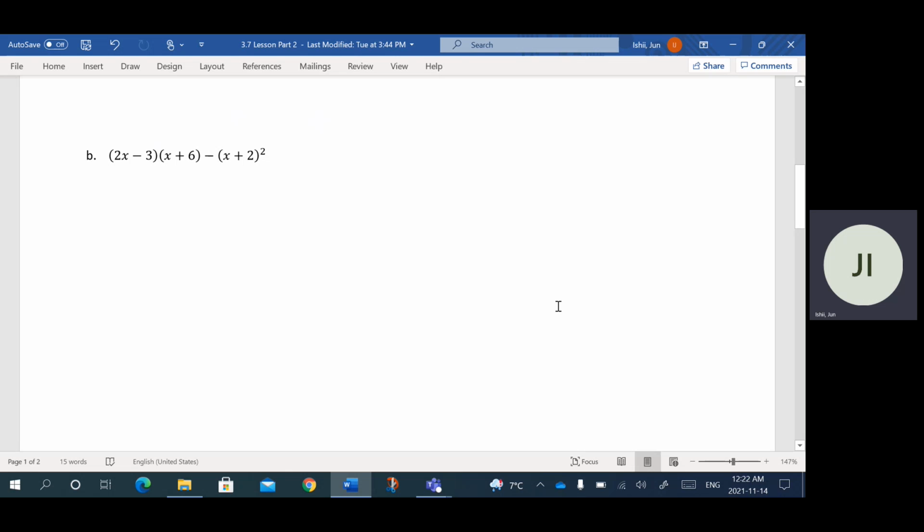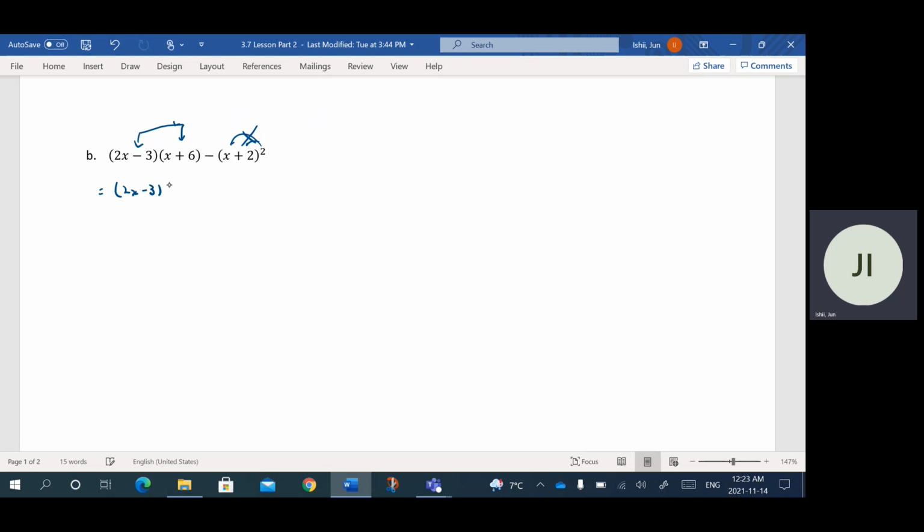For this one, you need to read it off properly. We're multiplying the 2x minus 3 with the x plus 6, and then we're subtracting x plus 2 squared. According to BEDMAS, we need to do multiplication first, so we're going to multiply these two together as well. For the x plus 2 squared, remember from last lesson, we can't just bring the square in here. That's incorrect. We actually need to write this out twice. So actually, for my first step here, I'm going to do that.